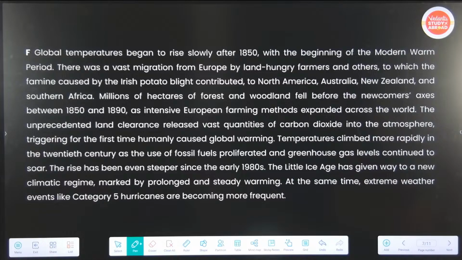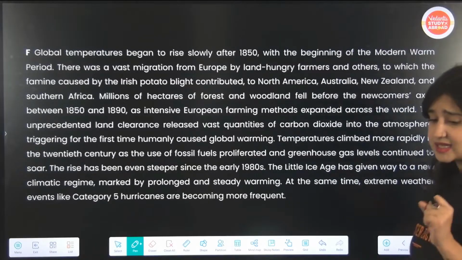The unprecedented land clearance released vast quantities of carbon dioxide into the atmosphere, triggering for the first time humanly caused global warming. Temperatures climbed more rapidly in the 20th century as the use of fossil fuels proliferated and greenhouse gas levels continued to soar. The rise has been even steeper since the early 1980s. The Little Ice Age has given way to a new climatic regime marked by prolonged and steady warming. At the same time, extreme weather events like Category 5 hurricanes are becoming more frequent. What is this about?